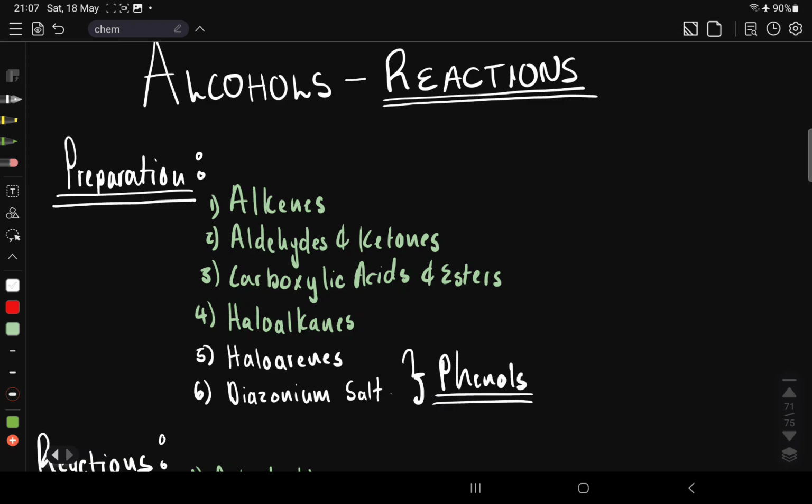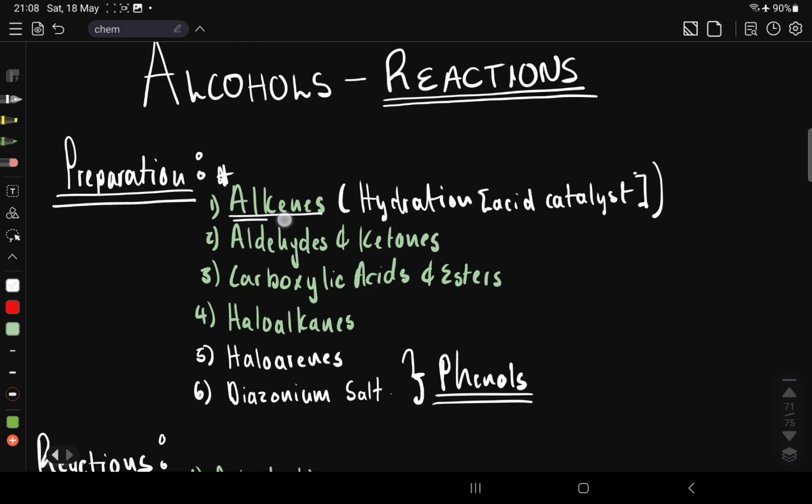So first thing we're going to do is how do we come from alkenes, aldehydes and ketones, then carboxylic acids and esters, then haloalkanes. So from alkenes, we are going to do hydration. Okay, we are going to add water, but it would be acid catalyzed. Okay, there'll be an acid catalyst, and in here we are going to have to know a mechanism. There is a mechanism. Remember, there are only 4 mechanisms to know. One of them is going to be here. We're going to have to know the mechanism here.